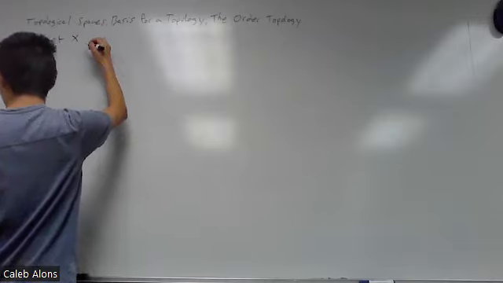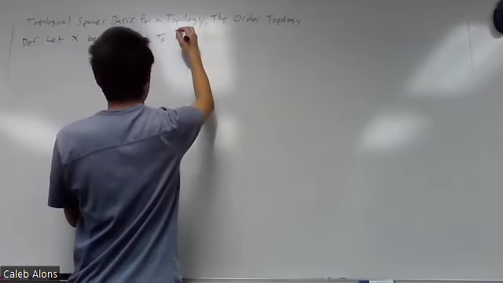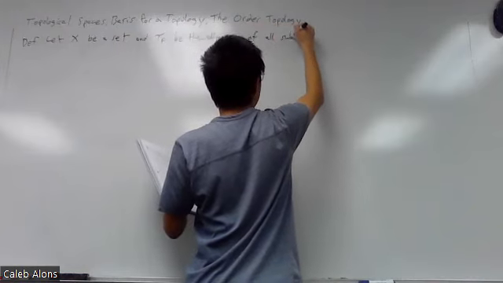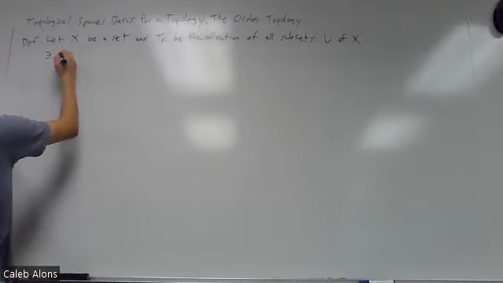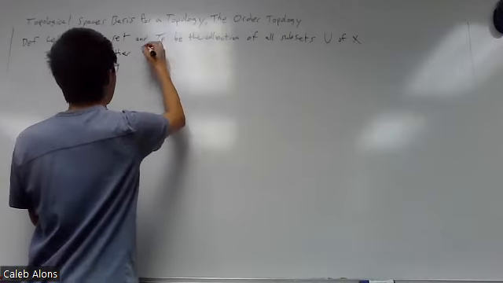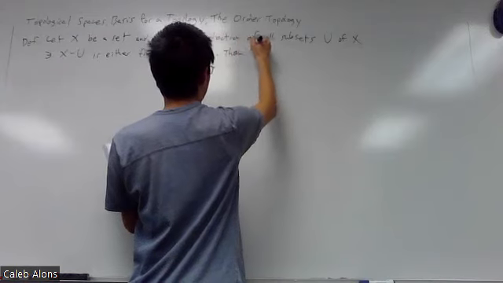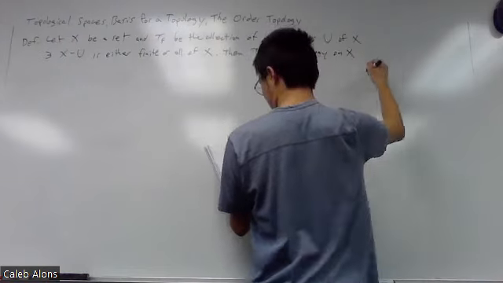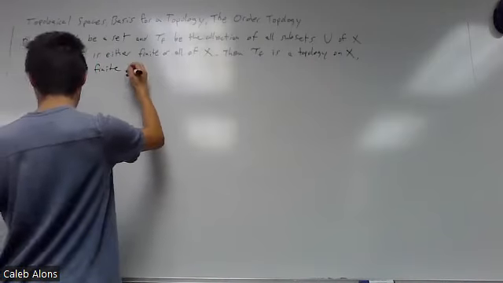So let X be a set and T_F be the collection of all subsets U of X such that X minus U is either finite or all of X. Then T_F is a topology on X. And we call this the finite complement topology.